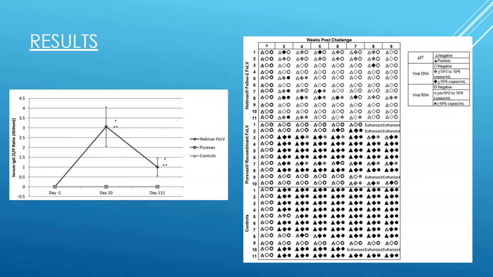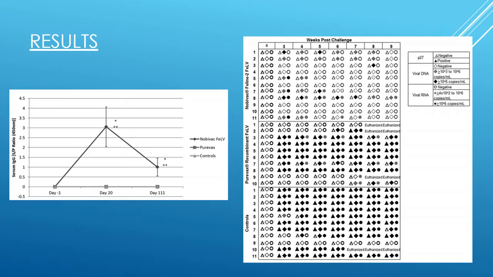At 9 weeks post-challenge, plasma viral RNA was detected in 1 of 11, 9% of the Nobivac vaccinated cats, in 6 of 10, 60% of PureVax vaccinated cats, and in 9 of 11, 82% of the control cats. From weeks 7 to 9, viral RNA loads were significantly lower in the Nobivac group than in the PureVax group. The detection of viral RNA can be taken as a marker for viremia.